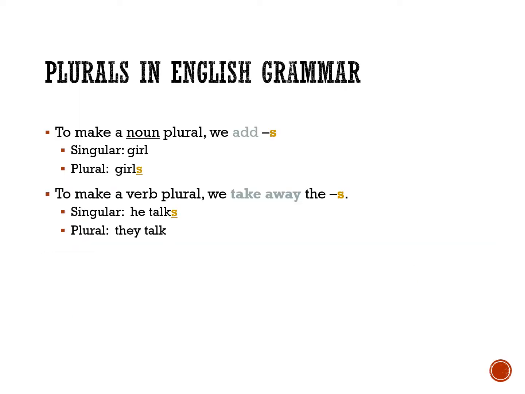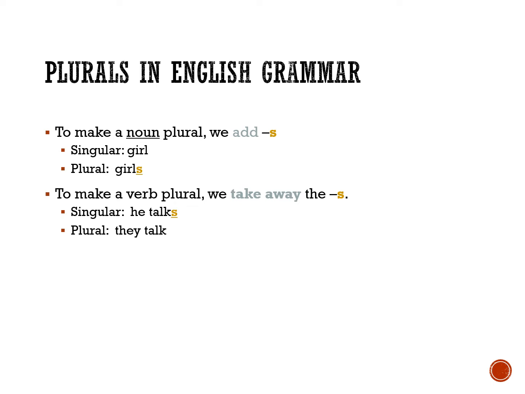Plurals in English grammar. To make a noun plural, we add s. Example, girl. For a singular noun, when we add s at the end of girl, it's going to be a plural noun, girls. To make a verb plural, we take away the s.